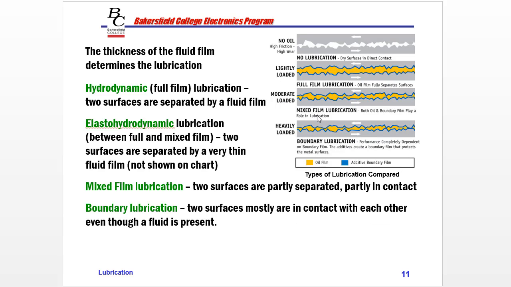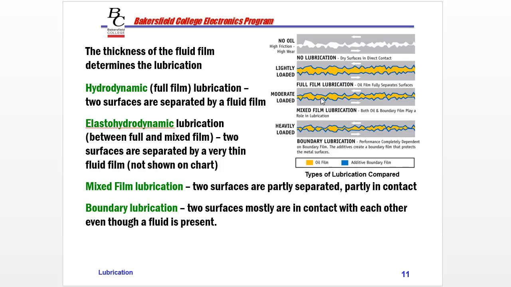So we have the same image with these four levels of lubrication: no, full film, mixed film, and boundary. What determines these is the thickness of the film of the lubrication on the metal parts. So full film, where we have full film lubrication right here, we call it hydrodynamic. The lubrication surfaces are fully separated by a fluid film.